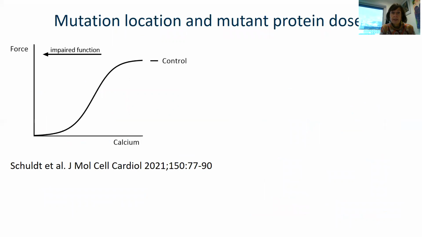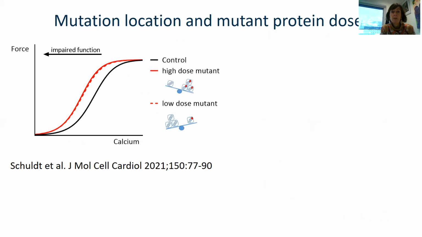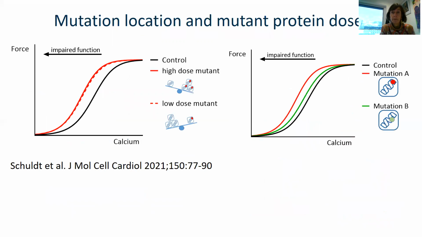Now, using this system, and Maaike Schult was the PhD who performed these studies, what she found is that for a specific mutation, it did not matter if there was a low dose or a high dose of this specific mutation. They both increase calcium sensitivity to a similar extent. Basically, already at the low dose of mutant, there's an increase in calcium sensitivity.